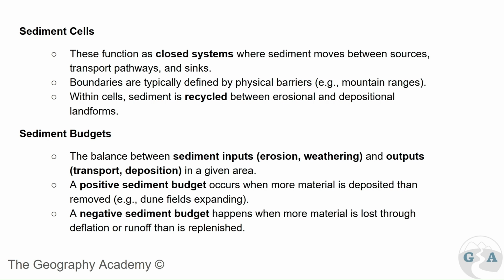Now, in a positive sediment budget, this means that more material is deposited than removed. We can see a negative sediment budget, where material is lost through deflation or runoff and is not replenished. So basically in one section we can see the building. In a positive sediment budget we can see the building up of some depositional features. In a negative sediment budget we can see the removal and the deflation, or the reduction, of some of the landforms and features.